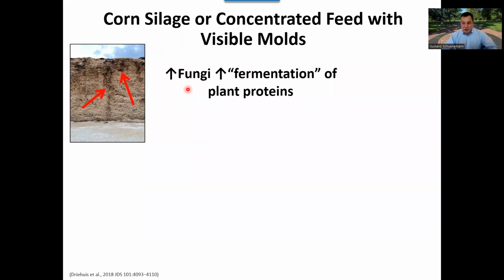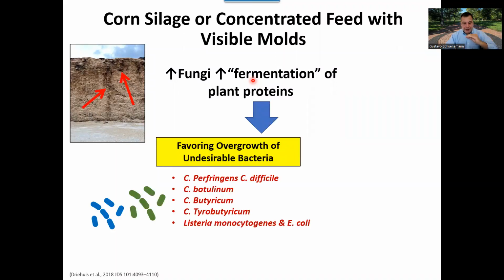So when we have high concentration of these, depending on the year, that will trigger what we call the fermentation of the plant protein. Bacteria can use the plant protein, but not a lot. But these fungi help with this fermentation process and split it into small parts that later on some other bacteria could use to grow. So what that triggers, right, is a favoring overgrowth of undesirable bacteria, right?